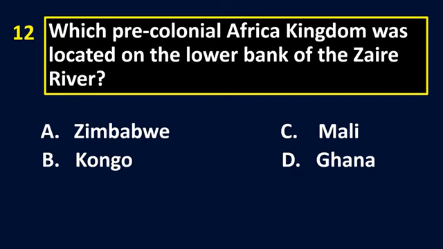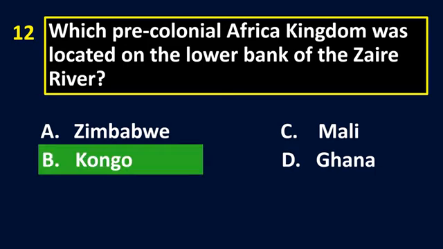12. Which pre-colonial African kingdom was located on the lower bank of the Zaire River? A. Zimbabwe. B. Congo. C. Mali. D. Ghana. The answer is B. Congo.